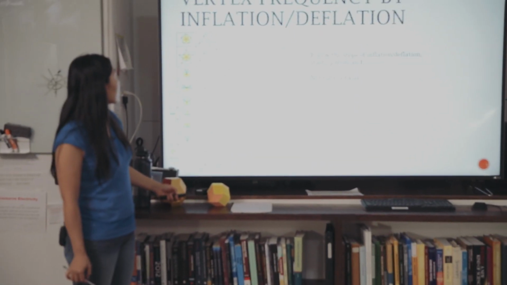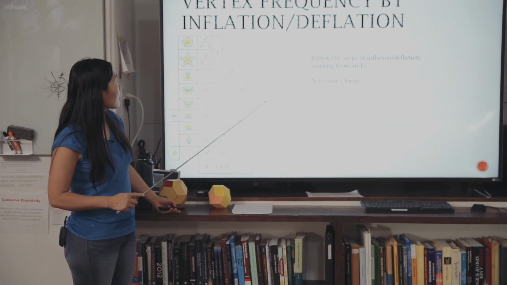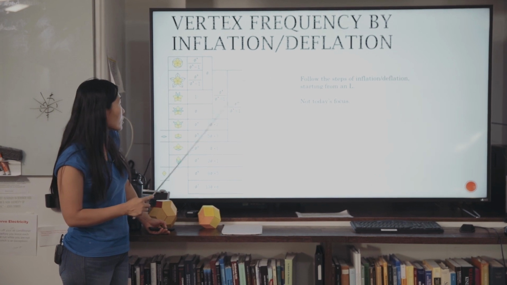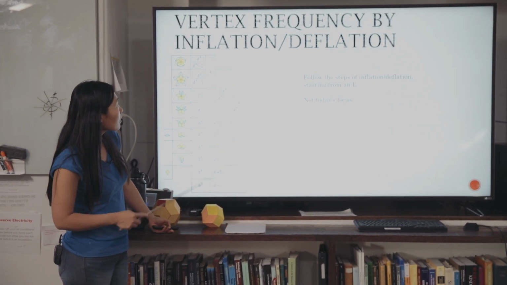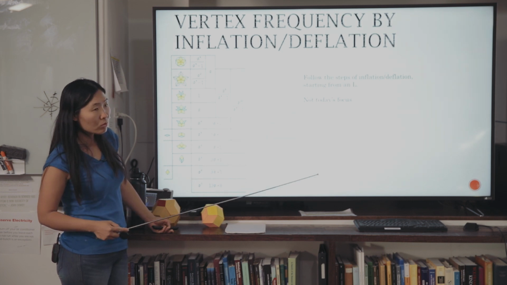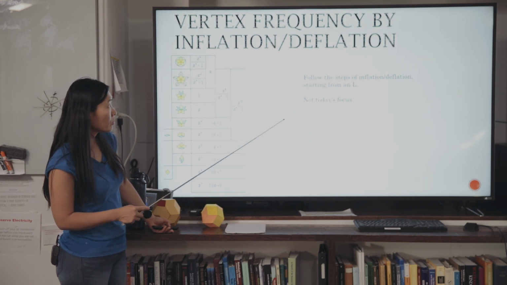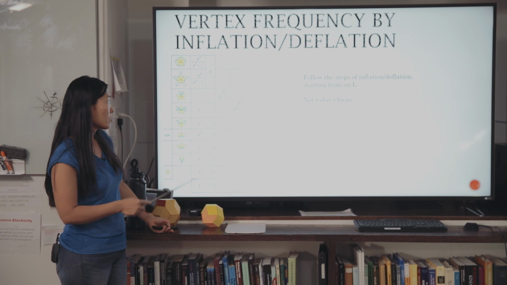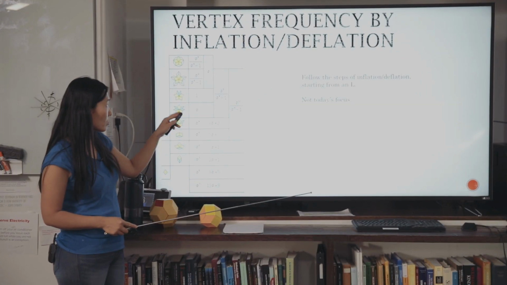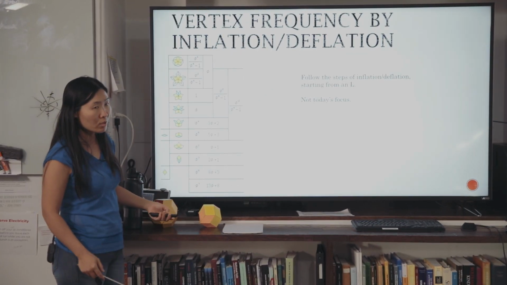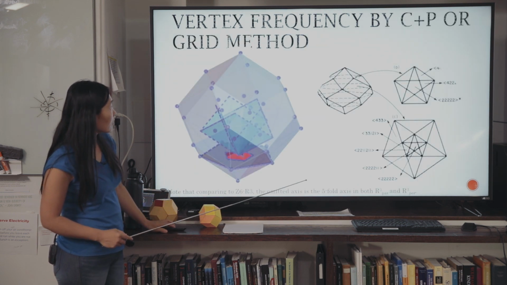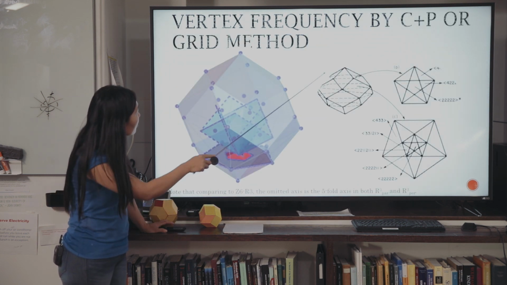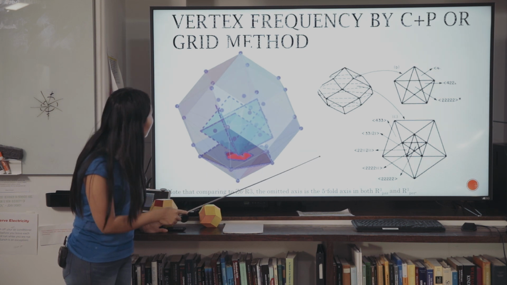Like I said, I'm not going to focus on the inflation deflation. If people want to know about it, I can cover it later, or you can go ahead and read the book, read the paper. Otherwise, I'm going to continue with the next method, because that's my focus. That's what I really prepared.